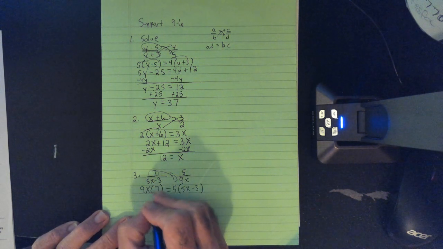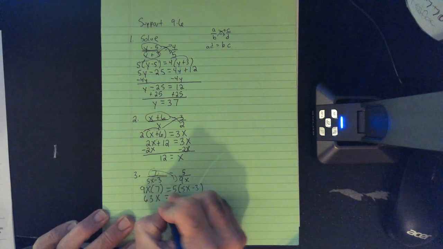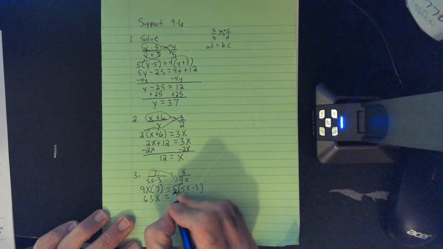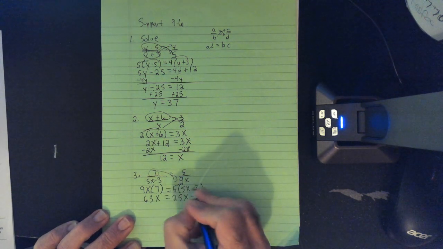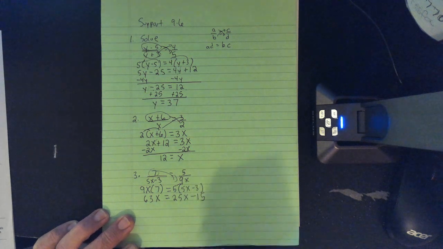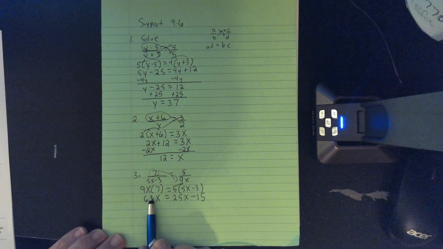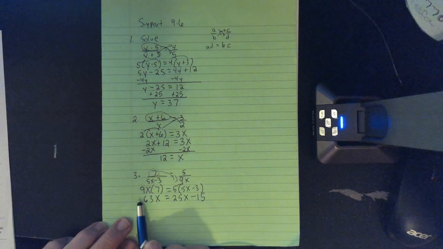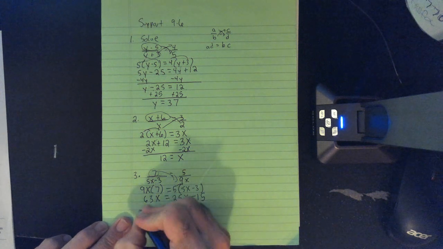Alright, so I can multiply this side. 9x times 7 is 63x. On this side, we distribute. 5 times 5x is 25x, minus 5 times 3 is 15. So this one has a single x over here, so I'm going to move this x to this side by subtracting the 25x from both sides.